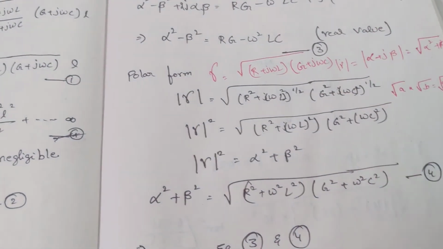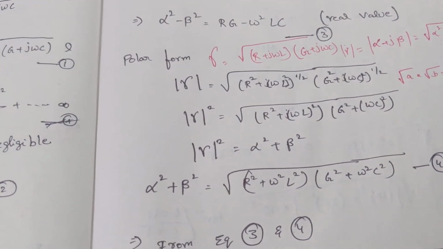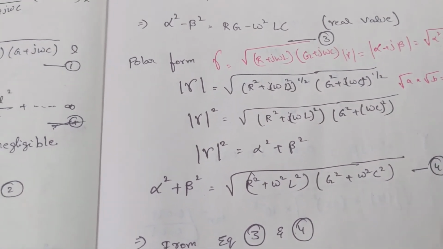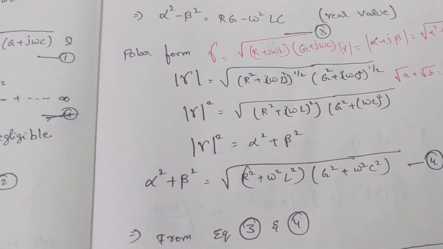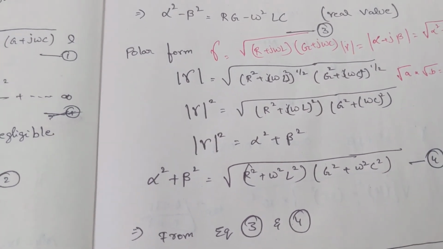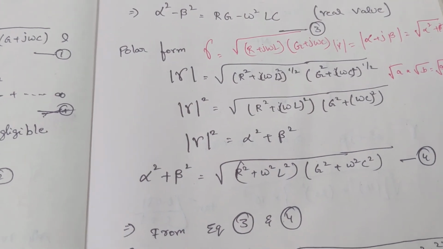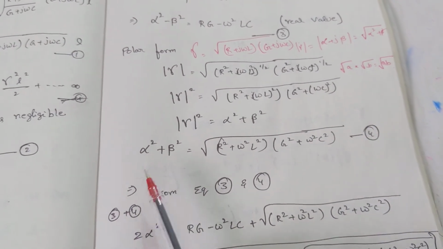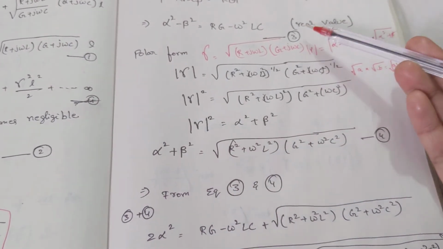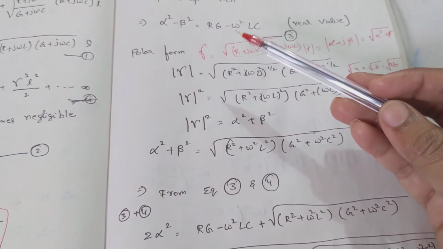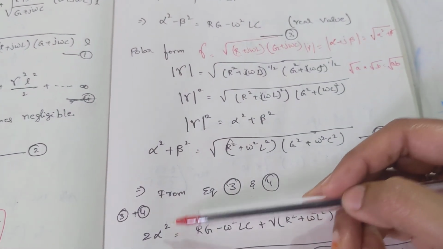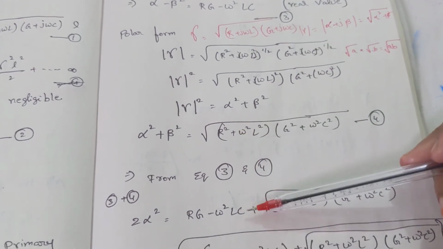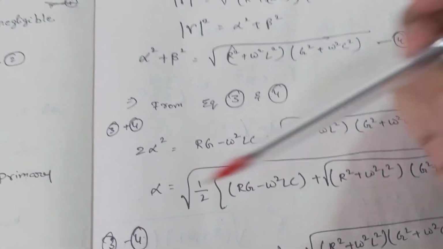So I get the value of alpha square minus beta square and alpha square plus beta square. We have two equations and two unknowns, and by doing addition and subtraction I can get the values of alpha and beta. Now the same thing I am going to perform. I simply add these two, expressions 3 and 4. When I add two expressions, I get 2 alpha square on my left hand side. Simply add the rest of the two elements on the right hand side, I get the alpha value.